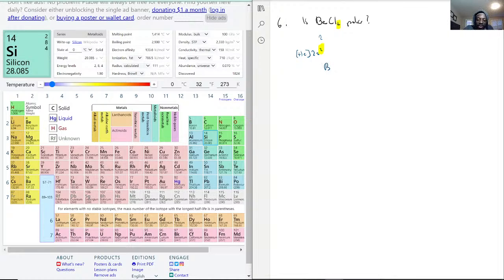So beryllium would like to give them up to be 2 plus. Well, sorry, we don't need to know that. We just know that it has 2 valence electrons we have to account for. And chlorine, we're going to approach the same way.